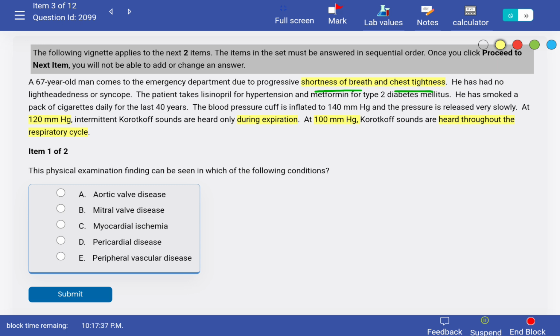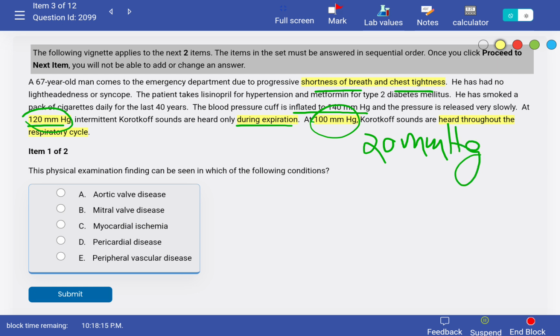The BP cuff is inflated to 140 mm of mercury and the pressure is released very slowly. At 120 mm of mercury, intermittent Korotkoff sounds are heard only during expiration, right? At 100 mm of mercury, Korotkoff sounds are heard throughout the respiratory cycle, right? So the drop in the pressure is from 120 to 100, so it is a drop of 20 mm of mercury during inspiration, right? This physical examination finding can be seen in which of the following conditions?